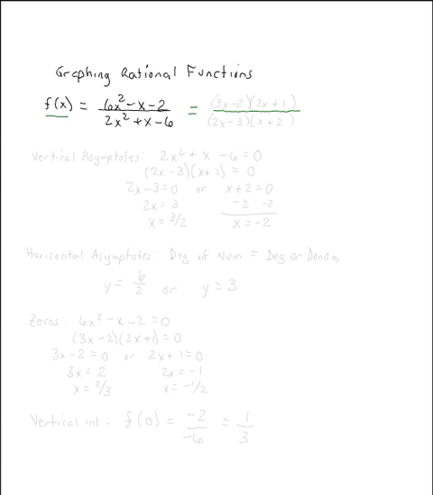6x squared minus x minus 2 is indeed factorable: 3x minus 2 and 2x plus 1. Checking the middle terms, negative 4x plus 3x does indeed give me that negative x. 2x squared plus x minus 6, our denominator, in factored form, we'll have 2x times x, and we can go with a negative 3 and a positive 2. That'll give us that coefficient of x for our middle term.